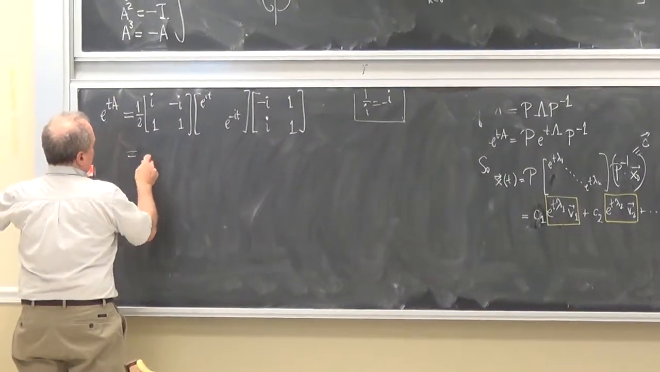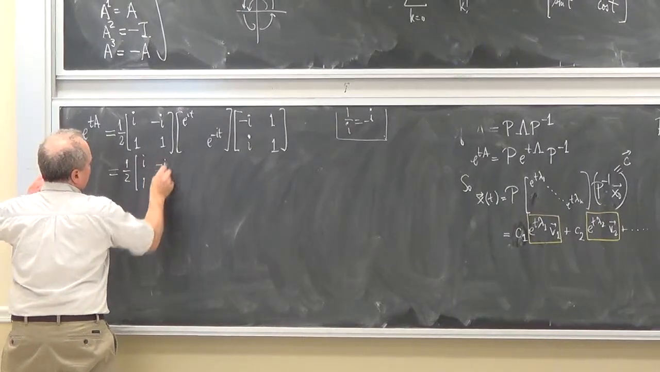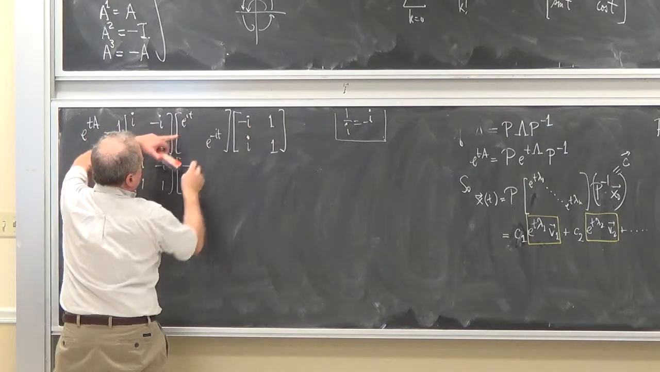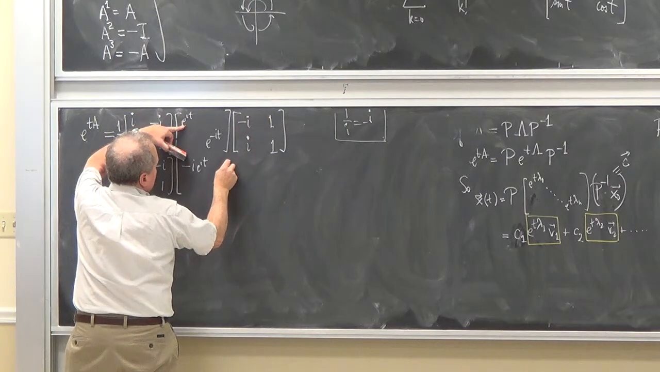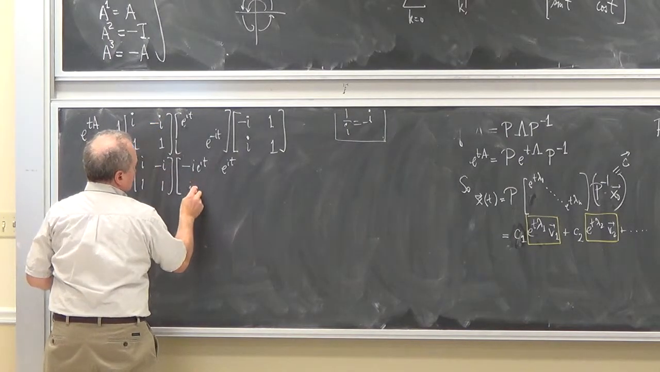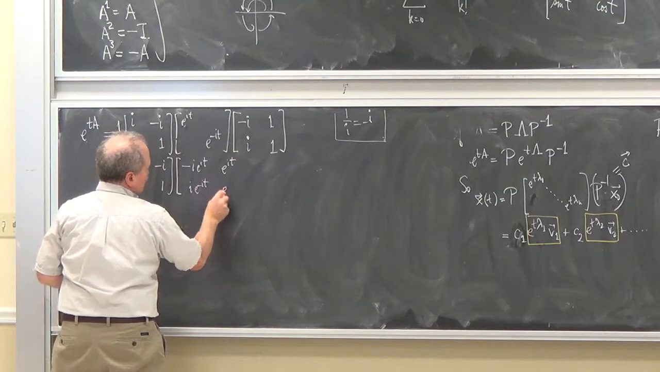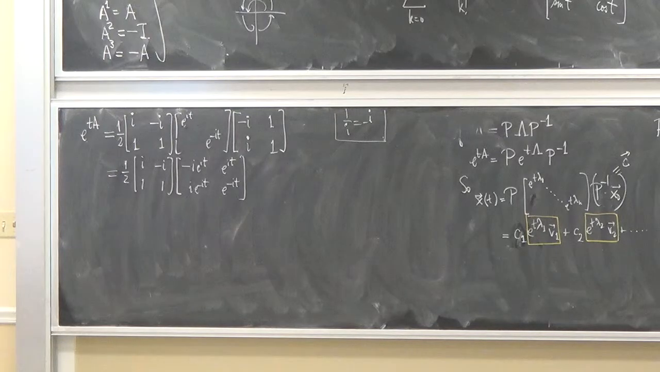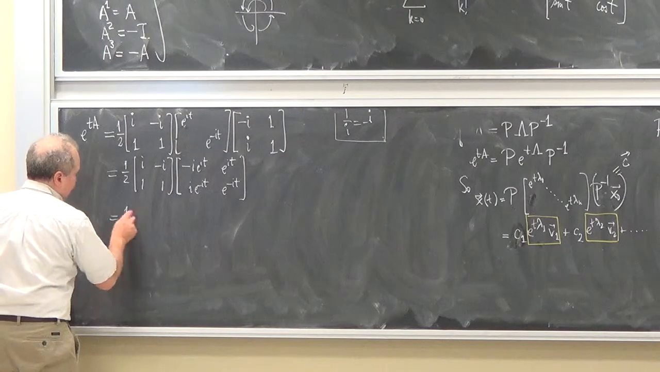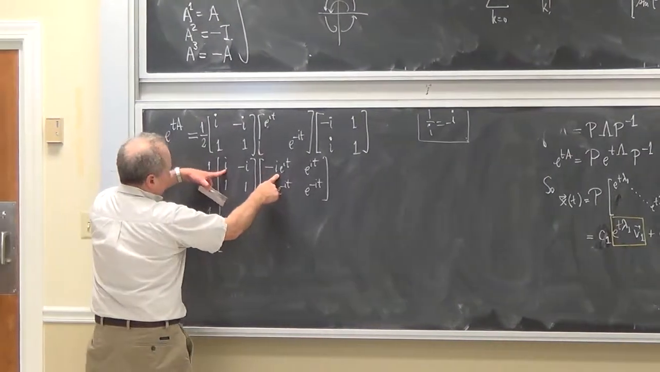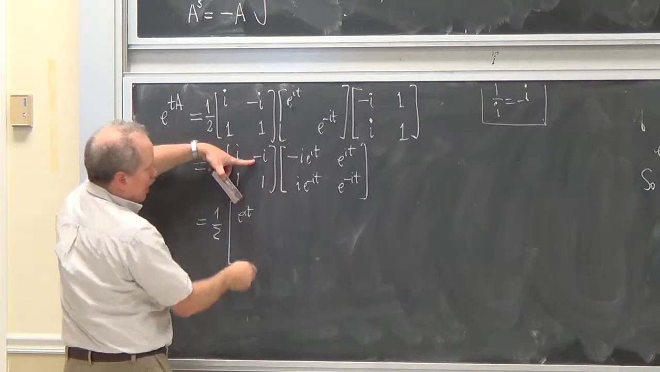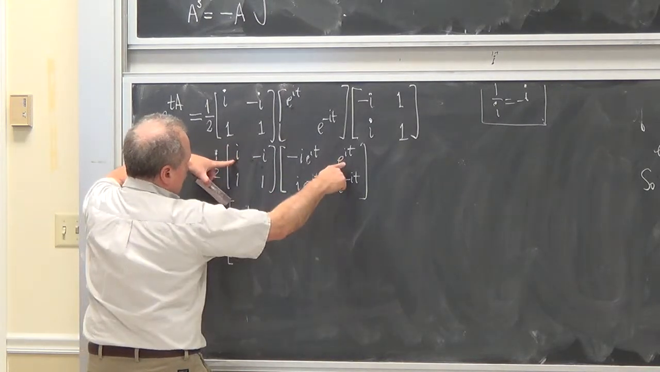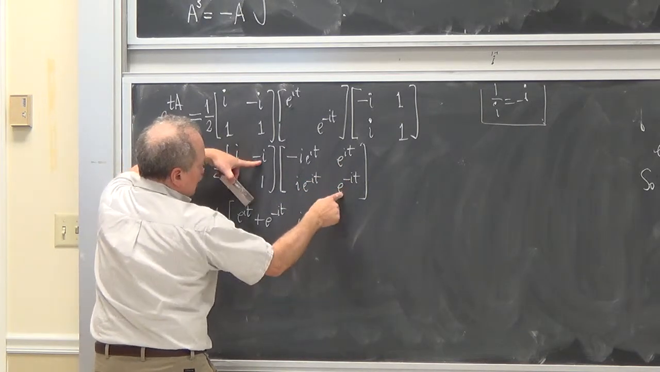So what do we get here? Well, let's just be patient and multiply this out. So I'm going to get negative i e to the it, e to the it, i e to the negative it, e to the negative it. Is that right? All right. One more step. What do I get here? e to the it minus, plus, right? Negative i times i is plus e to the negative it. I get i e to the it minus i e to the negative it.